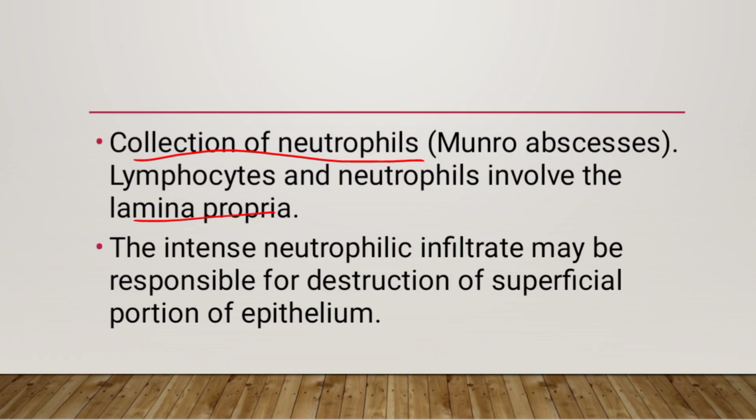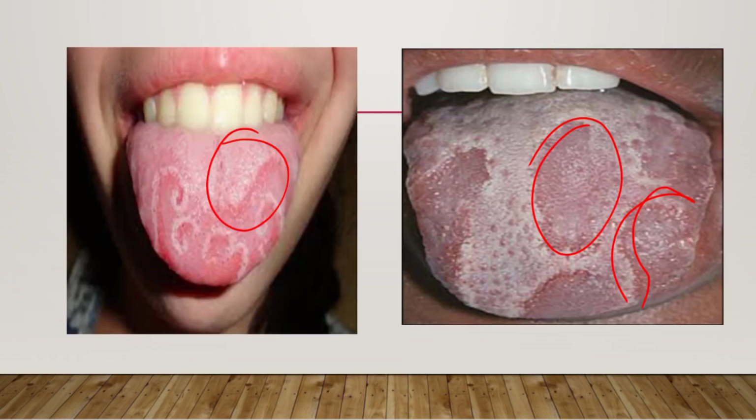The intense neutrophilic infiltrate may also be responsible for destruction of the superficial portion of the epithelium. So basically there are so many neutrophils that they destroy the superficial layer of the epithelium. You have seen the erythematous patches with well demarcated zones and scalloped borders. You can see the glossitis and fissured tongue.